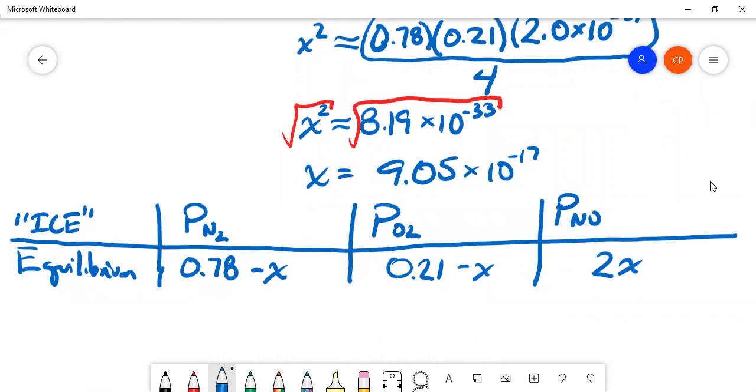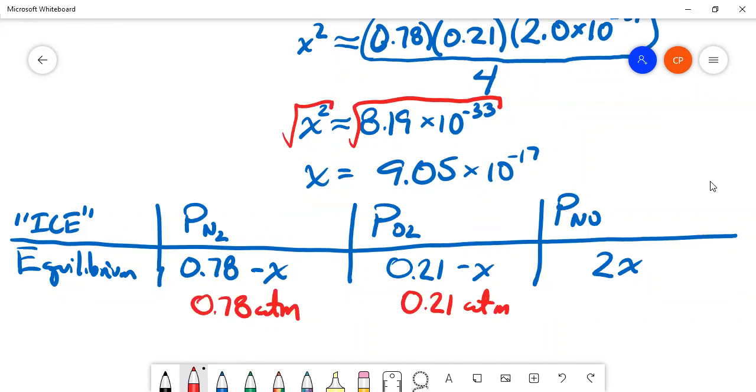Again, because of the small x, we presume that the initial value of N2 remains incredibly close to the final value. And to 2 sig figs, that's absolutely 0.78 atmospheres. O2 is the exact same story, 0.21 atmospheres. But pressure of NO was 2x.